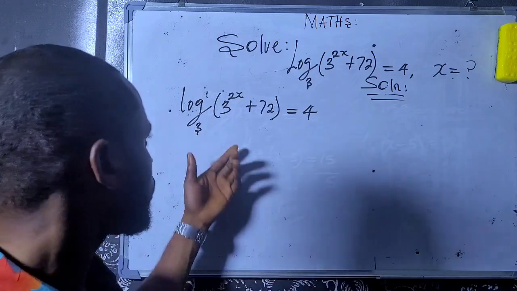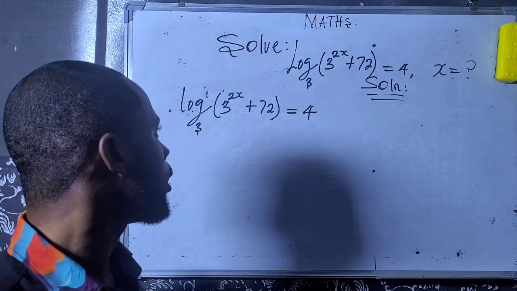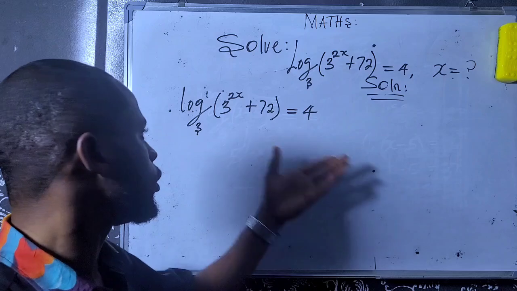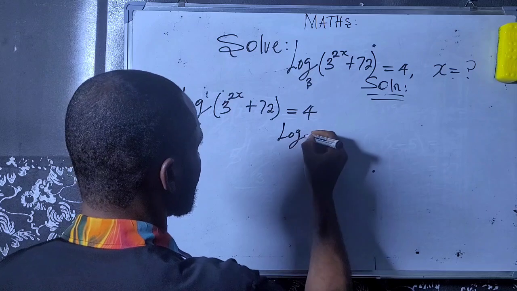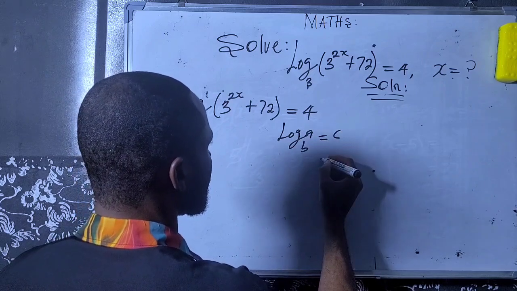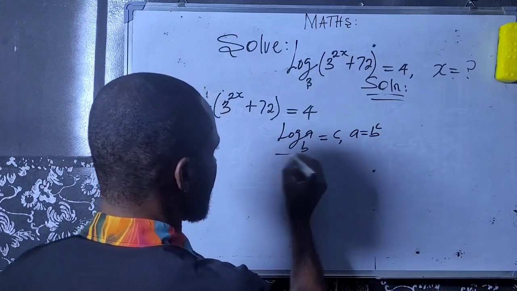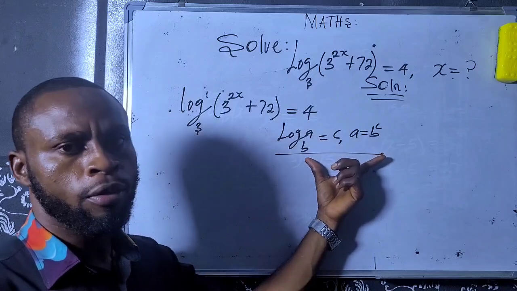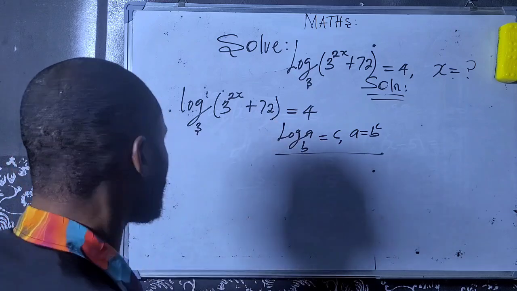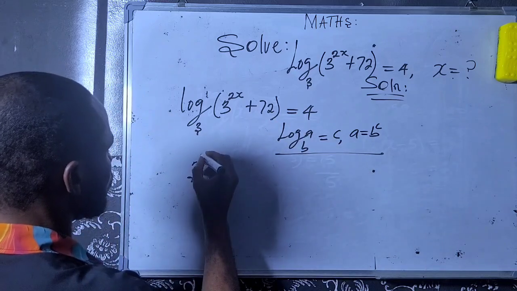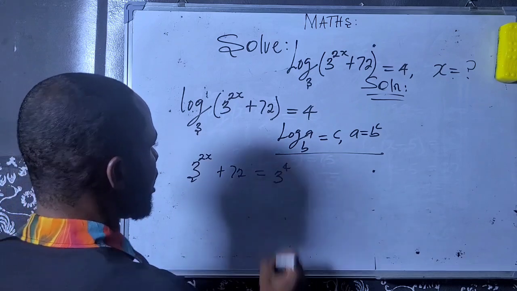Here, the first step you need to consider is to transform this equation to an index form or exponential form. Now, recall that if you have log a to base b equals c, then a equals b to the power of c. Here is the principle that we are going to apply. If you apply this, the equation becomes 3 to the power of 2x plus 72 equals 3 to the power of 4.